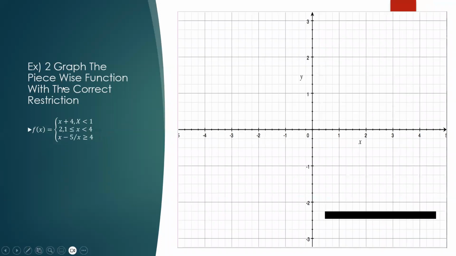Graph the piecewise function with the correct restriction. It looks like we have 3 graphs. x plus 4 where x is less than 1. You have 2 where the domain is from 1 to 4. And then the other one is a linear line, x minus 5, where x is greater than or equal to 4. Don't worry about that slash line. That should be a typo. So if you want, I can write it out better.